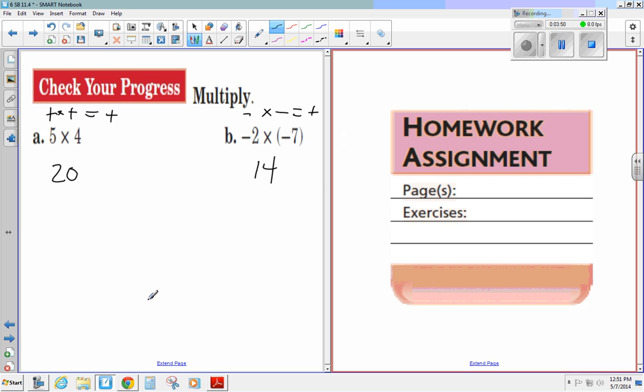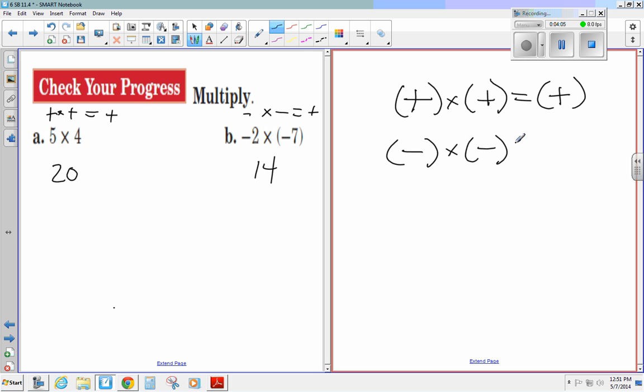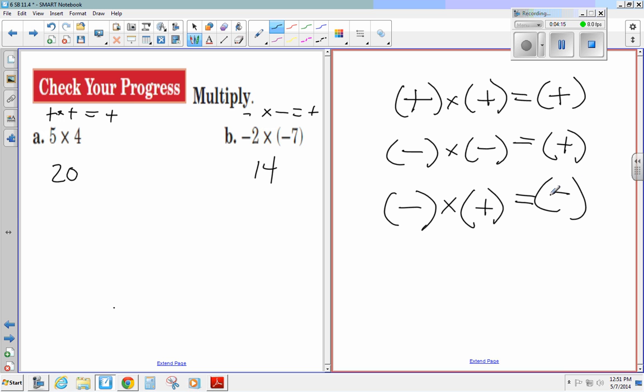Basically remembering that positive number times a positive number gives you a positive product. Negative times a negative gives you a positive product. If you switch the signs and they're not the same, then it messes things up and your result is negative.